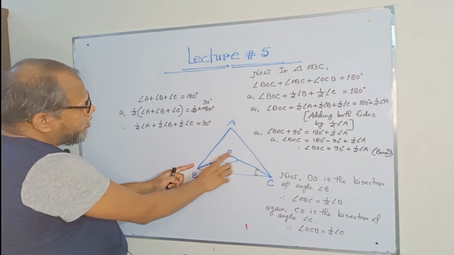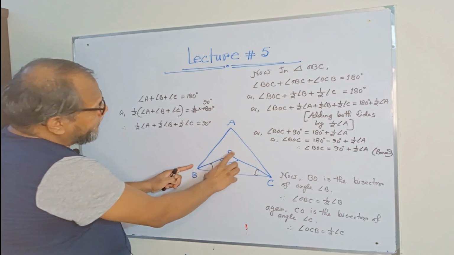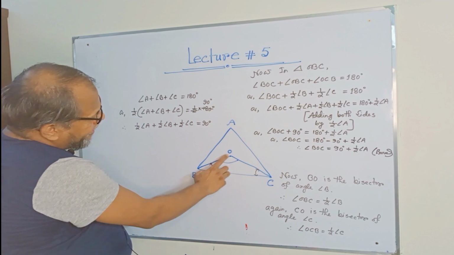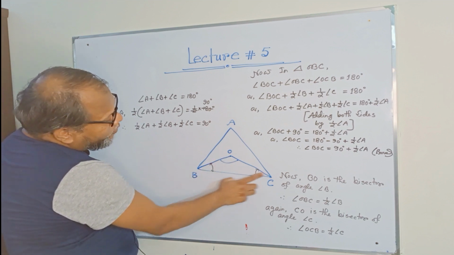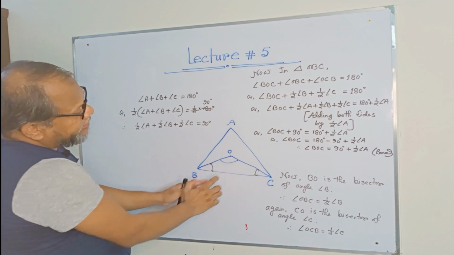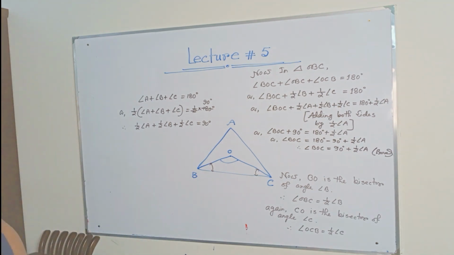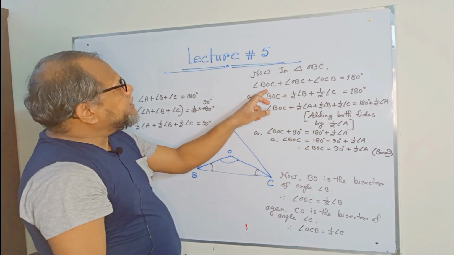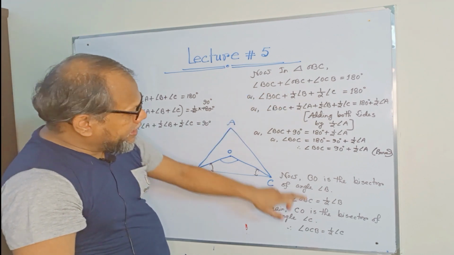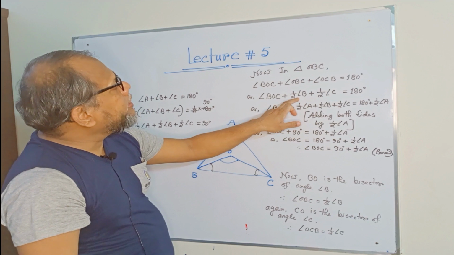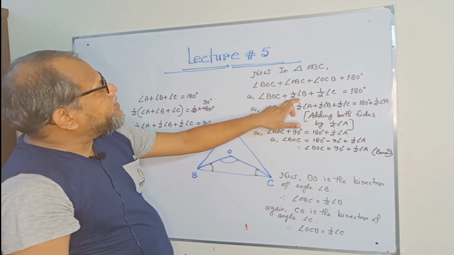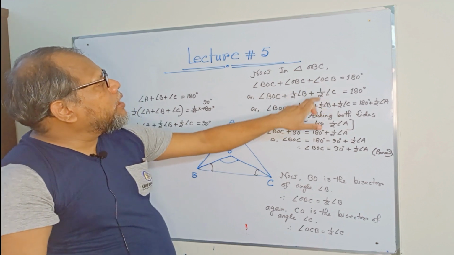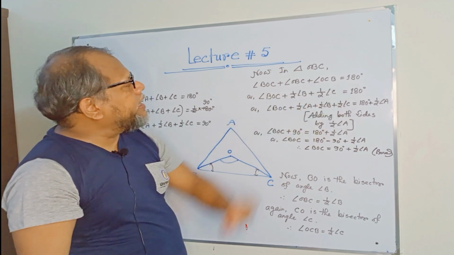Now in triangle OBC, angle BOC plus angle OBC plus angle OCB is equal to 180 degree, because the summation of three angles of a triangle is 180 degree. So here the value of OBC is half of B. Instead of OBC I put down half of B, plus instead of OCB I put down half of C, is equal to 180 degree.